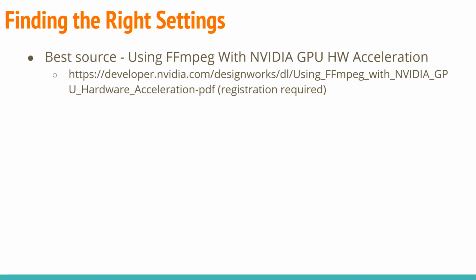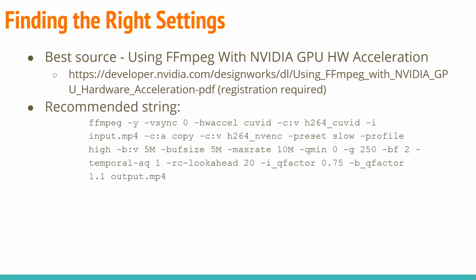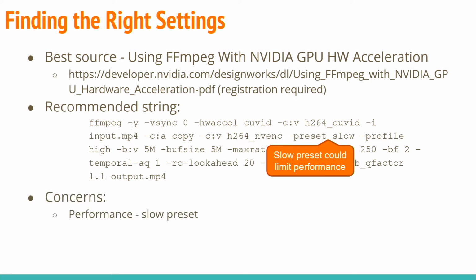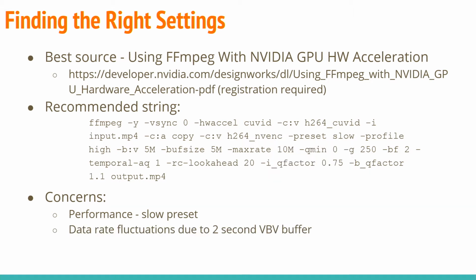And then trying to find the optimal settings, here's the source of the settings. This is a white paper from NVIDIA. This is the recommended string that they produced in that white paper. I had concerns about using the slow preset because I thought that might unfairly limit the performance. And I also had concerns about a 2x buffer size, because 2x buffer size can increase the variability in the stream. So I wanted to test and see, okay, if I go to 5 megabits here and I go to the medium preset, what happens to performance, what happens to quality?